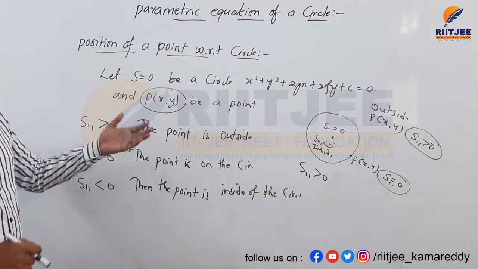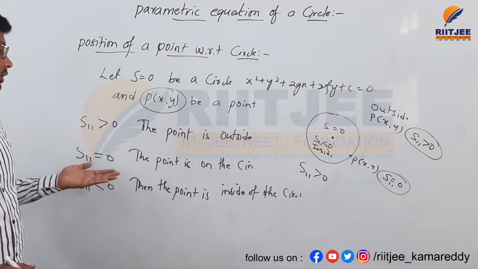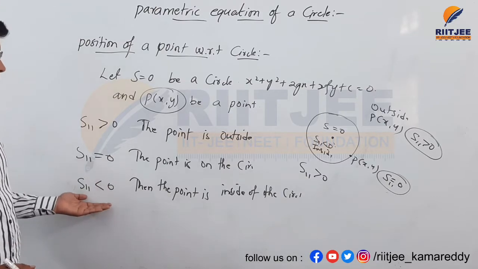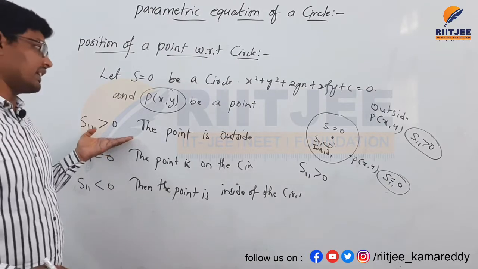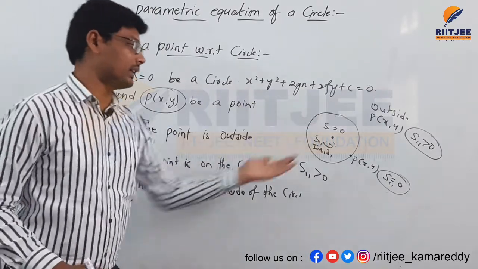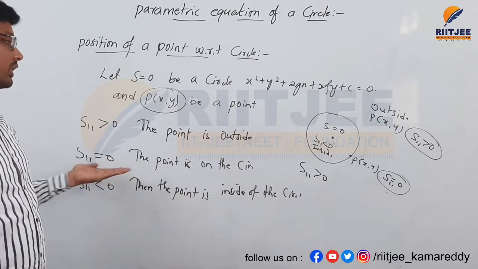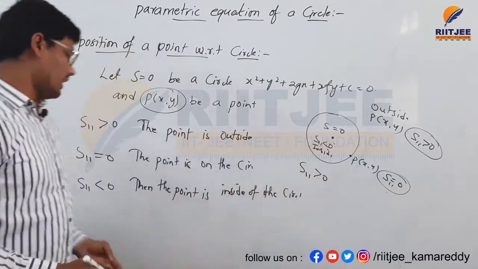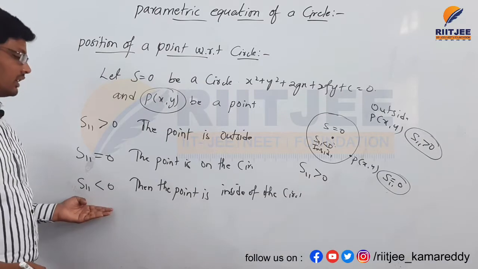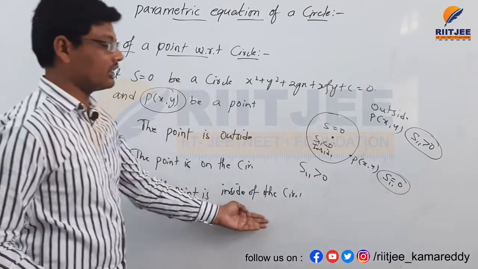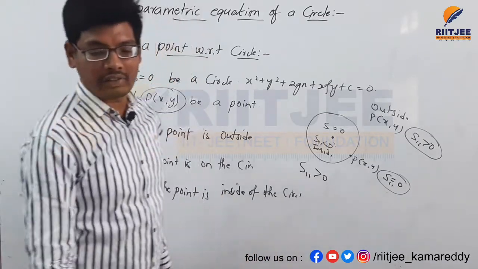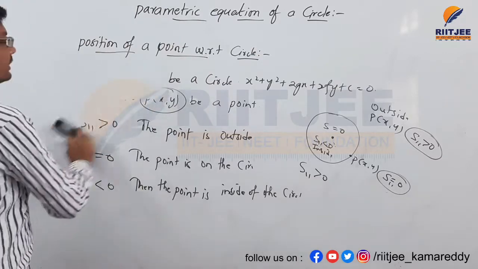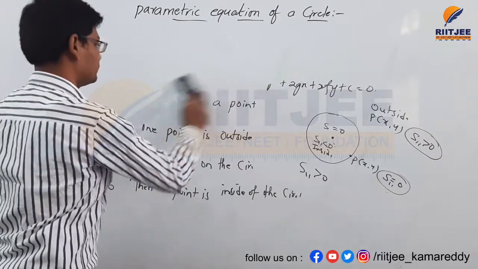The position of a point is of 3 types. First one is S11 greater than 0, S11 equal to 0, S11 less than 0. If S11 is greater than 0, the point is outside of the circle, and if S11 is equal to 0, the point is on the circle, and if S11 is less than 0, then the point is inside of the circle. What is S11 here? Let's see one example here.